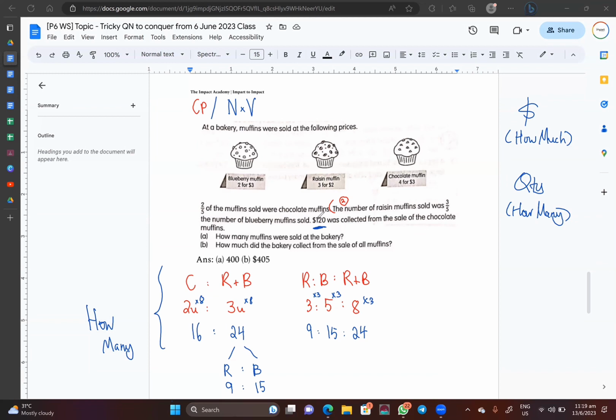Now, we know that if I were to sell 4 chocolate muffins, so I'm just going to put C over here, okay? 4 chocolate muffins is actually equal to how much? $3. You all agree so far? Now, the question tells you that I have collected $120. So can I just ask you a very simple question? How many muffins have I sold if I have collected $120?